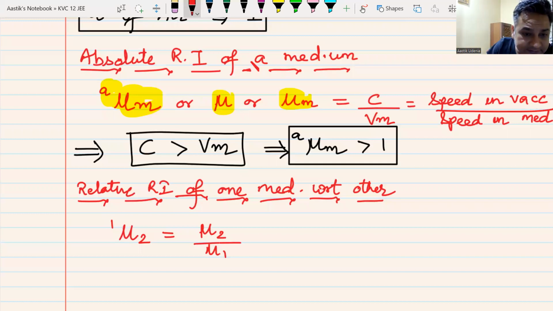Do we understand this? Please raise your hands and tell me. Okay, now I can have one more formula for this mu 2 by mu 1, which is the refractive index of 2 with respect to 1. Can I have that formula?